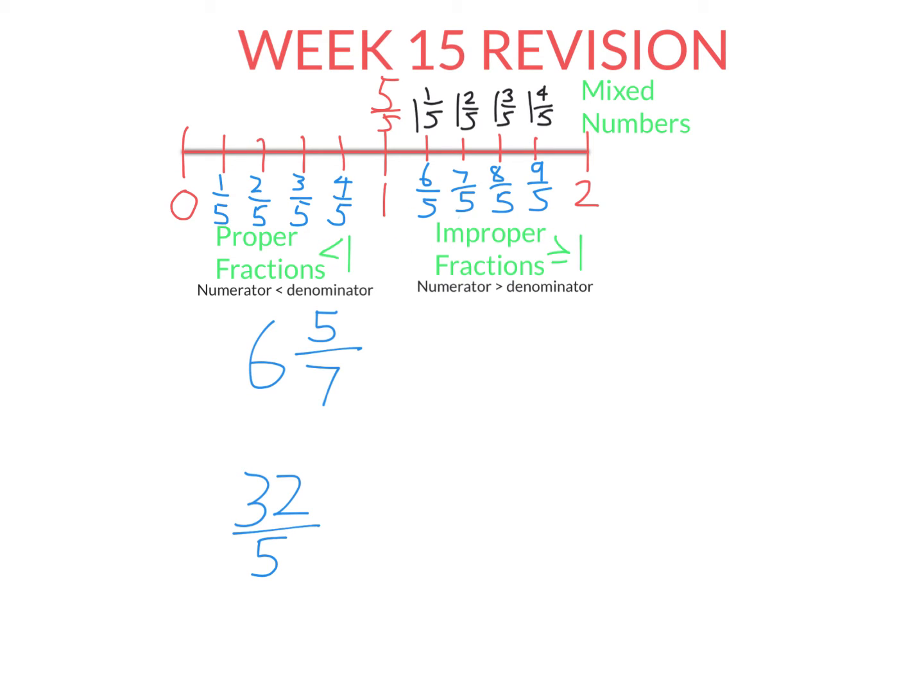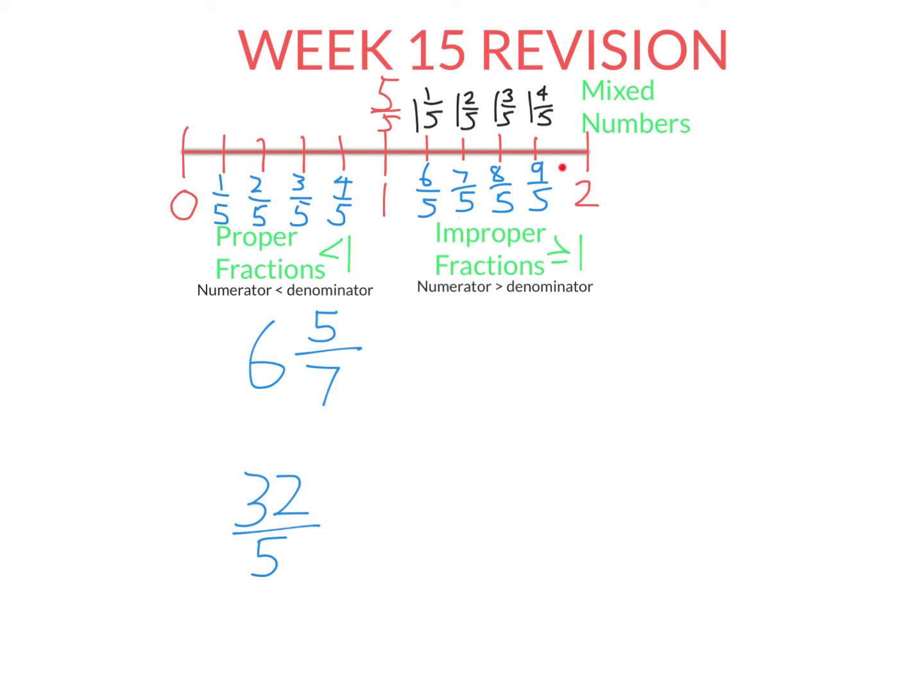called improper fractions. So remember I said 5/5 is equal to 1 whole, so 6/5 or 7/5, these numbers are more than 1 whole. Improper fractions, which are more than 1 whole, occur when the numerator, the top number, is bigger than the denominator. Top number bigger than bottom number.